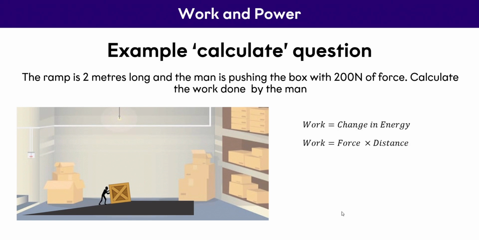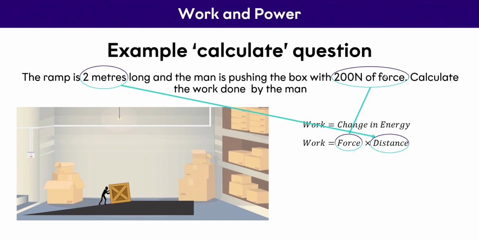And we've got two formulas we could use to answer this question. Work equals change in energy, and work equals force times distance. To know which one to use, we need to look at what they've given us in the question. The ramp is 2 meters long. We've got 2 meters long, which is a distance. And the man is pushing the box with 200 newtons of force. Well, the 200 newtons of force is talking about force. By doing this, we quickly realize that the second equation is the one we want to use.